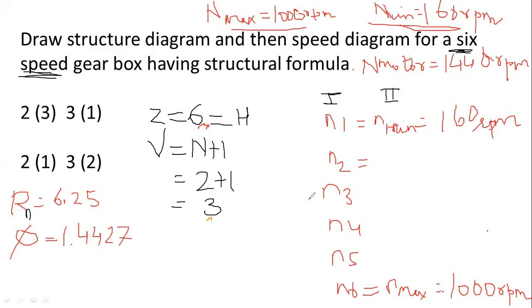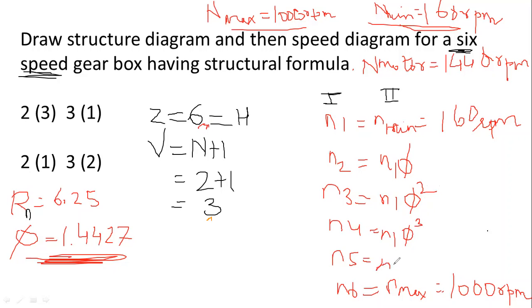How to find out? By the preferred series. The way we used to find out the preferred series, right? How to find out this? This will be N1 into phi, the geometric progression ratio, which you found out here. This is going to be N1 into phi square. This is going to be N1 into phi raised to 3. This is going to be N1 into phi raised to 4. So N1 is 160 and how much is phi?